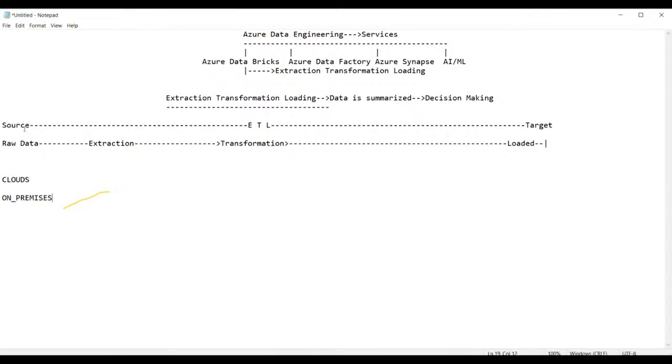First of all, let us try to understand what is cloud. Azure Data Engineering is cloud-based data engineering. Am I right? So now, guys, let us try to understand, first of all, what is a cloud and what is on-premises.